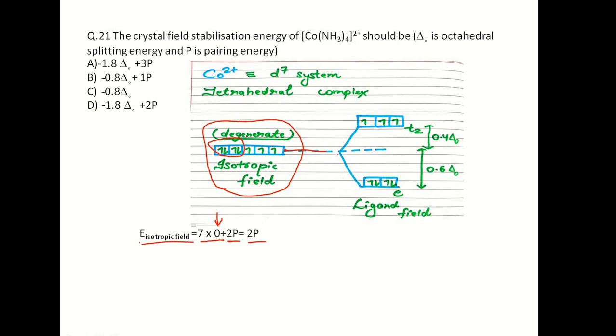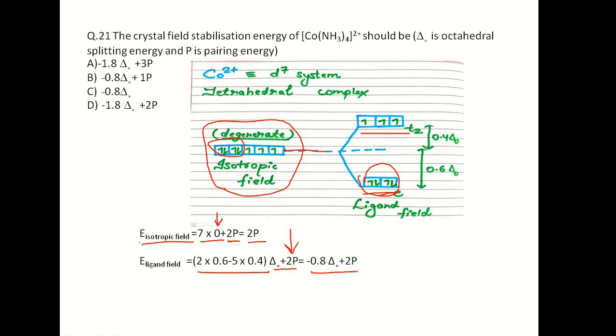Now in case of tetrahedral splitting, the d orbitals split in such a manner. When you fill the electrons in these orbitals, the configuration will look like this. And when you calculate the energy in presence of ligand, that is in ligand field, you can determine this energy like this. When you calculate it completely, here also the pairing energy will be 2P, remember, because here also two pairs of electrons are there for pairing. So this is the energy for ligand field.